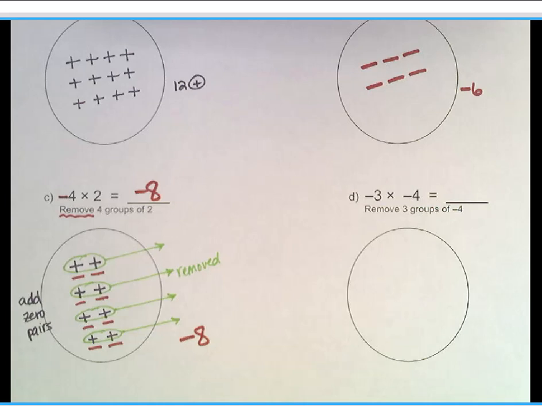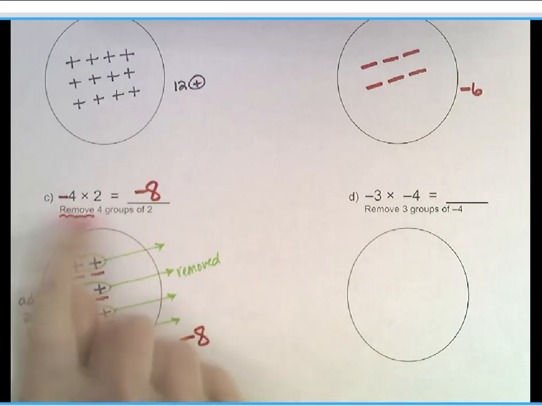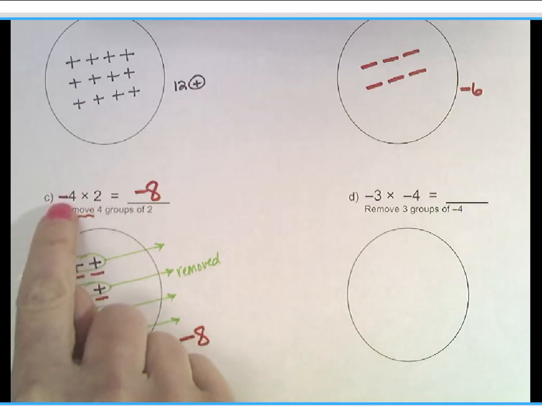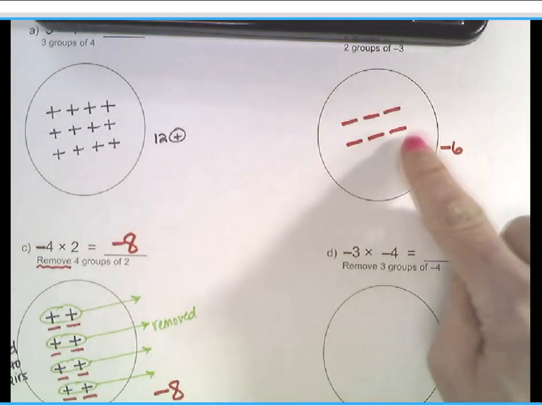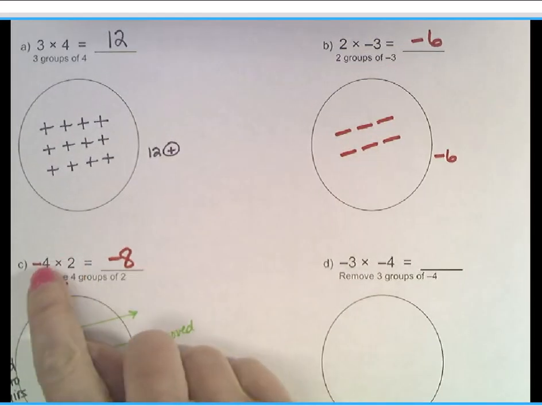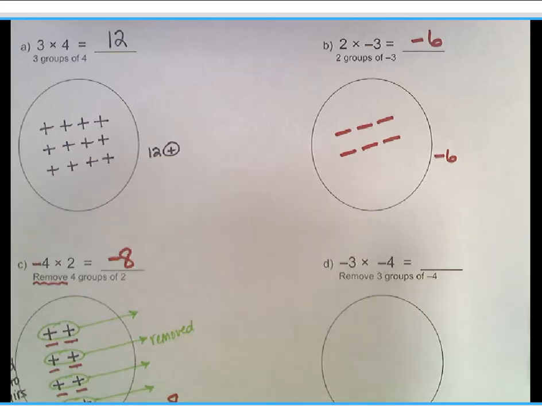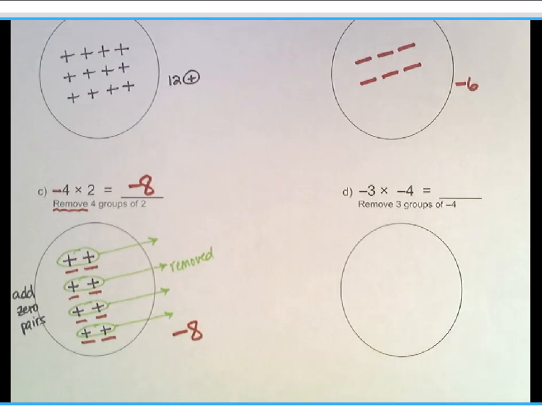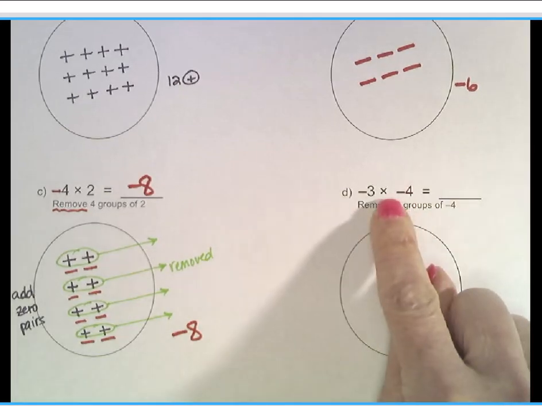I don't know that I'm really a huge fan of this. I'm going to be real honest. What I would probably do in this case is I would use the commutative property and call it 2 times negative 4 and then work it like we did this one up here where we had 2 groups of negative 3. I would say 2 groups of negative 4. But I'm going to model it in the notes the way that it's stated. But in reality, that's probably what I would do. Because this 0 pair stuff is a little weird, I will admit. The commutative property won't help you here, though.